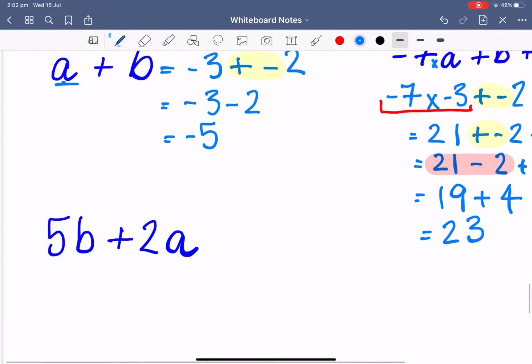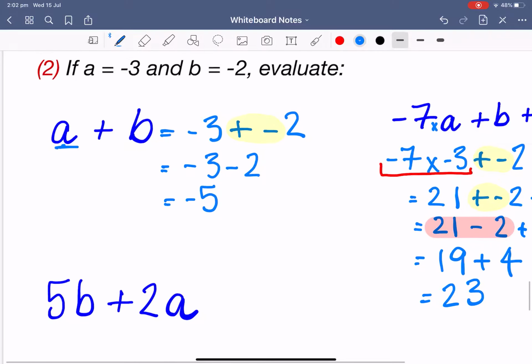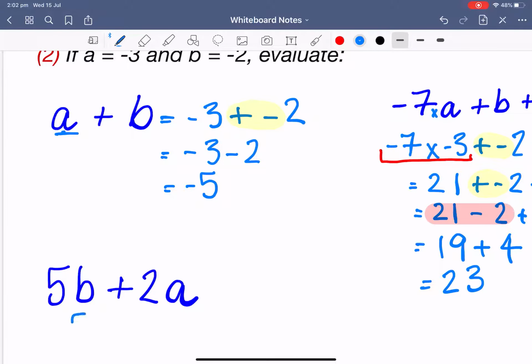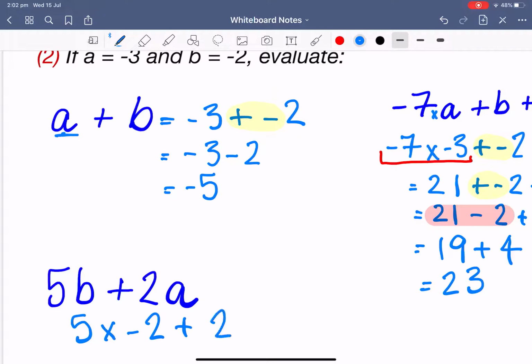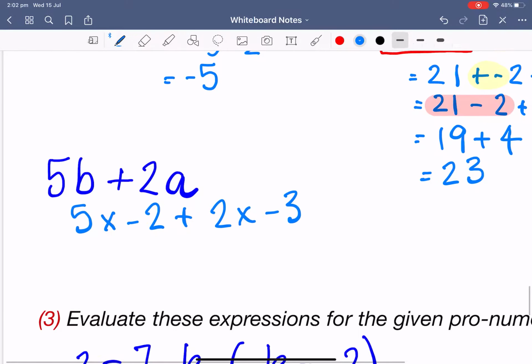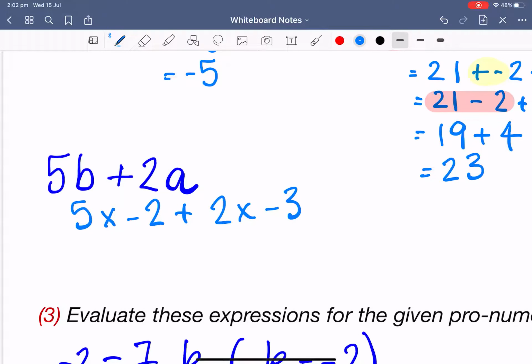So 5b plus 2a. So b, so 5 times -2 plus 2 times -3. So with this one, we've got multiplication, so we're going to do the multiplication first. We've got two lots, but we're going to go from left to right, okay? So positive 5 times -2, when we have a negative and a positive, it gives us a negative value. So that ends up being -10.